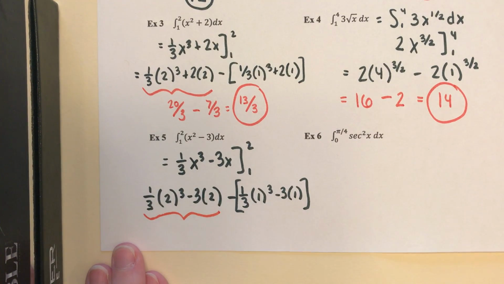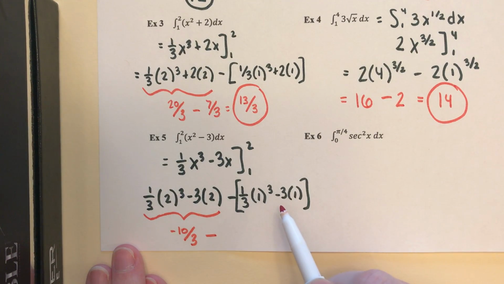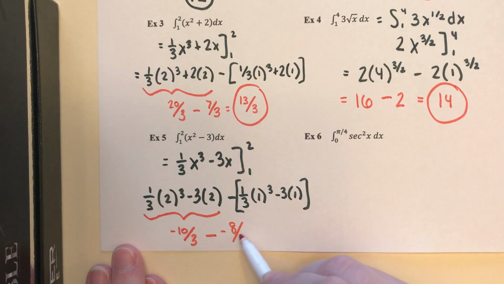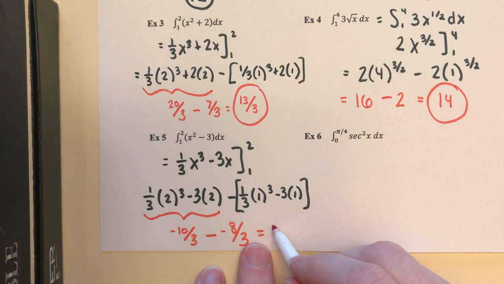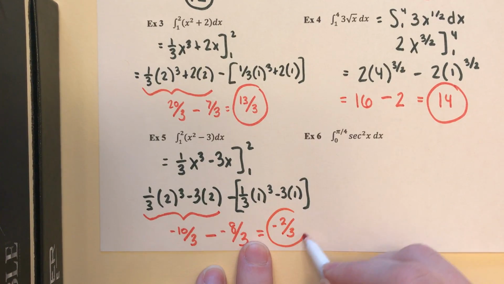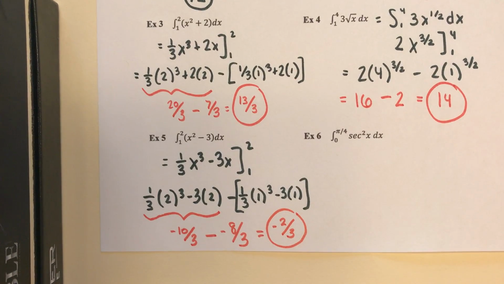So I'm going to find the first part over here on the left. That would be 8/3 minus 6. So that is negative 10/3. Minus, this would be 1/3 minus 3. So that would be negative 8/3. So that gives me negative 10/3 plus 8/3, which is negative 2/3. And it's okay to have a negative area. Remember, sometimes graphs are below the x-axis.